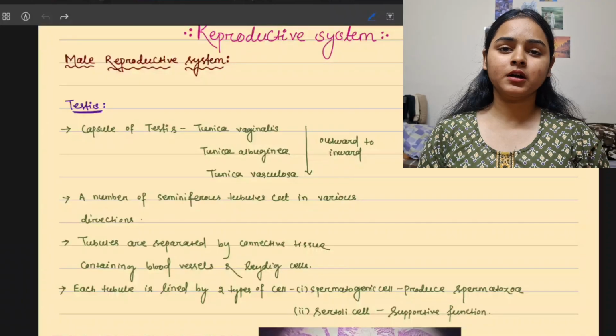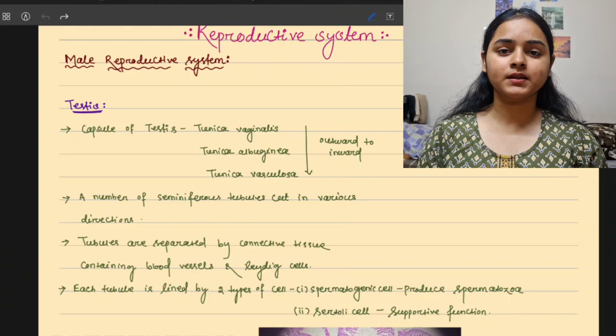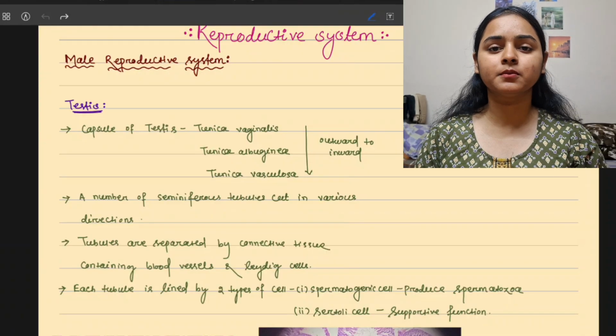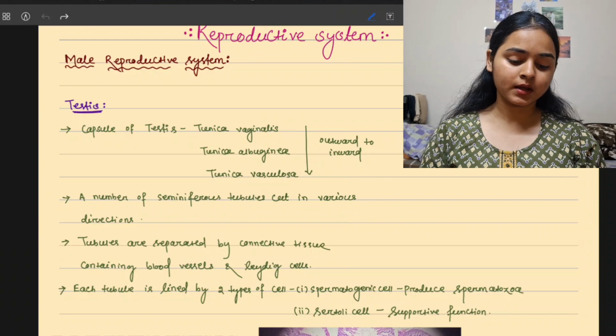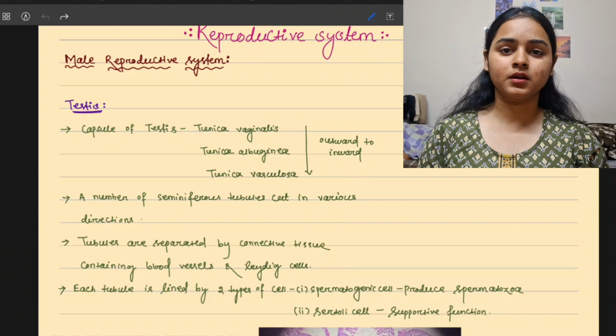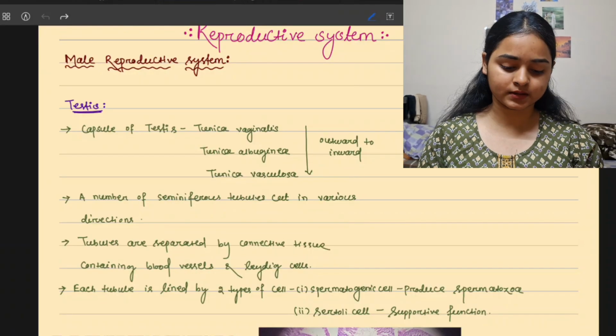So, in the male reproductive system, we are going to discuss 4 slides today. And these slides are of testis, epididymis, vas deferens, and prostate. And these are the important slides of male reproductive system and often come in your first MBBS final exam. So, let's start discussing the first slide, that is the slide of testis.